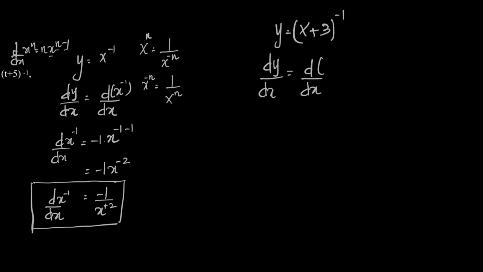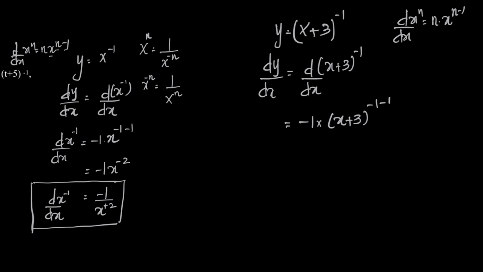d by dx of (x plus 3) the whole to the power minus 1, which is equal to n into... because d by dx of x to the power n is equal to n into x to the power n minus 1. So what is n here? Minus 1. What is x here? We don't have x here. Instead of x, we have x plus 3, which is equal to minus 1 into (x plus 3) raised to minus 1 minus 1. Now, since it is not just x but x plus 3, we need to multiply by d by dx of x plus 3. So this is what we have to do.